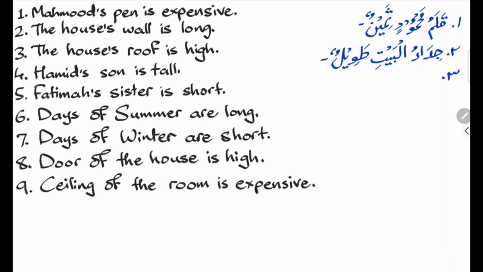Number 3, we have the house's roof is high. The house's roof is a mudaf mudaf ilayh and a single mubtada. Roof is the thing being possessed, it's a mudaf, so bring that first. Roof in Arabic is sathun. Sathul bayti, and that came before. Sathul bayti is high. Again, high is rafi'un.